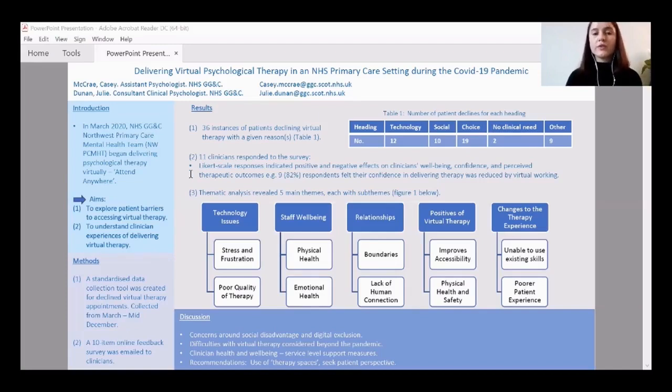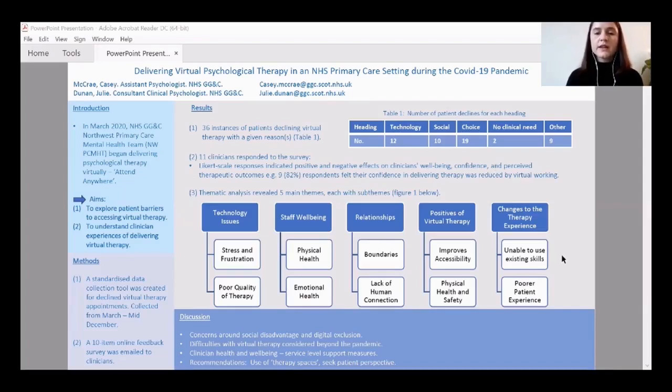11 clinicians responded to the survey, and Likert scale responses indicated both positives and negatives on clinicians' own well-being, confidence, and perceived therapeutic outcomes. Thematic analysis of open-ended responses revealed 5 main themes, all with sub-themes, which we can see here in this diagram.